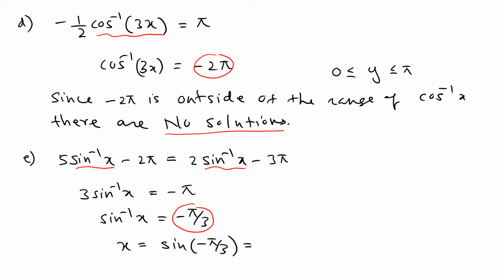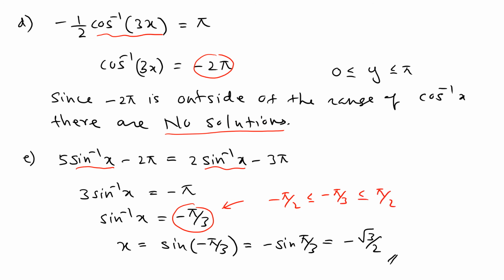And again, sine is an odd function. This is negative sine pi over 3. Sine pi over 3 is square root 3 over 2, so that means negative square root 3 over 2. So that's how you solve the problem. And as you can see here, we use the fact that negative pi over 3 is inside the appropriate range.